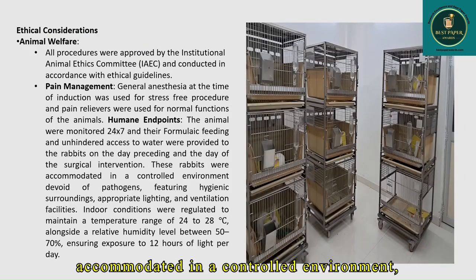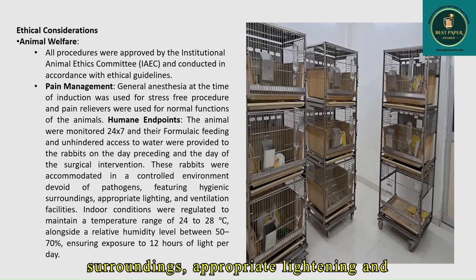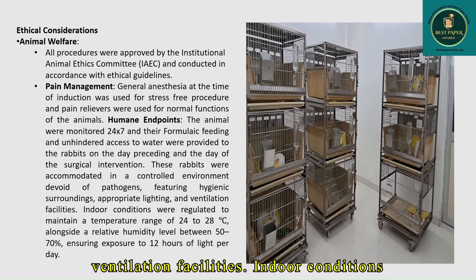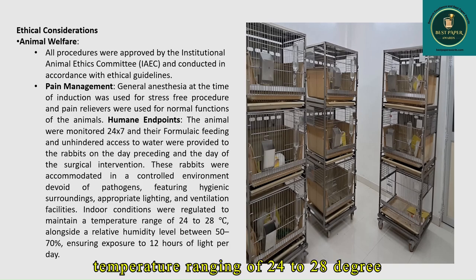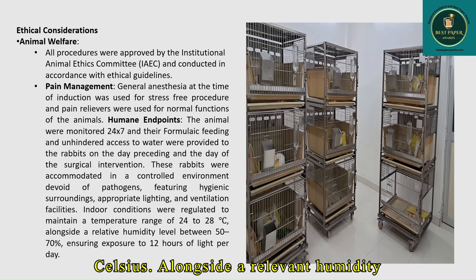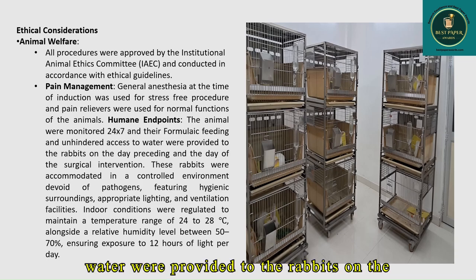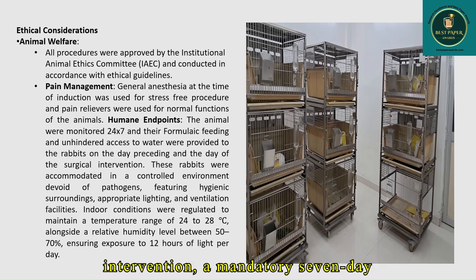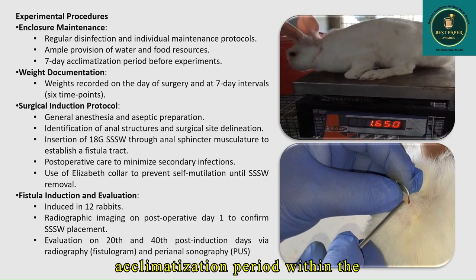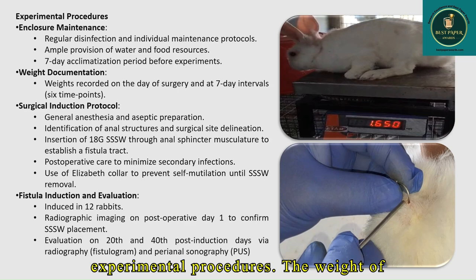These rabbits are accommodated in a controlled, pathogen-free environment, featuring hygienic surroundings, appropriate lighting and ventilation. Indoor conditions were regulated to maintain a temperature of 24 to 28 degrees Celsius, alongside a humidity level between 50 and 70%, ensuring exposure to 12 hours of light per day. Normal feeding and unhindered access to water were provided to the rabbits on the day preceding and the day of surgical intervention. A mandatory 7-day acclimatization period within the enclosures preceded the commencement of experimental procedures.